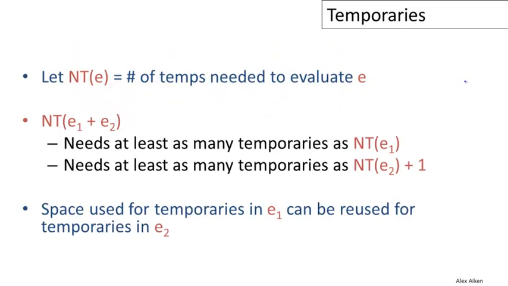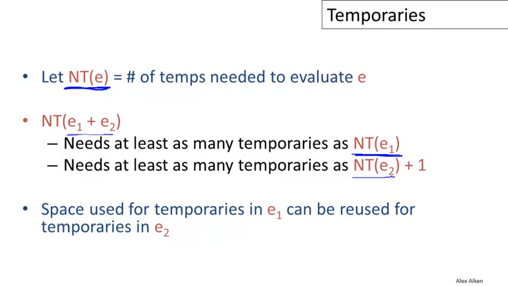So in general, we can define a function, nt of e, that computes the number of temporaries needed to evaluate e. And let's just talk about one example. Let's look at the number of temporaries needed to evaluate E1 plus E2. So that's going to need at least as many temporaries as E1. Okay, so if we need some number of temporaries K to evaluate E1, we'll have to have at least K temporaries to evaluate the whole expression.